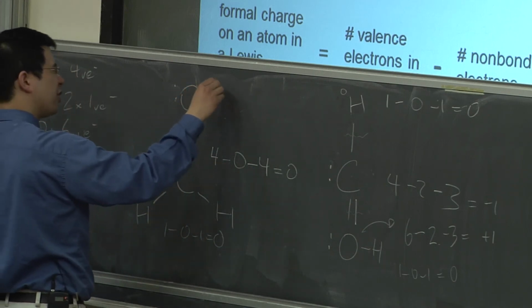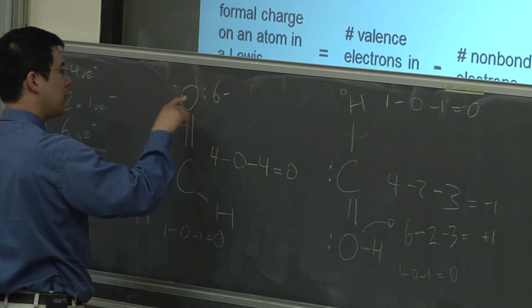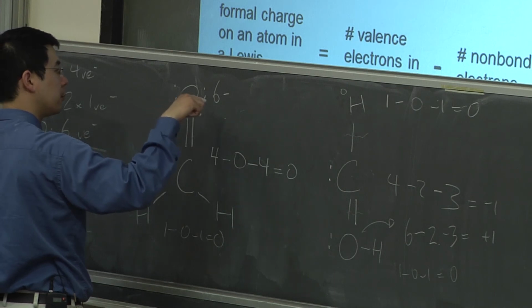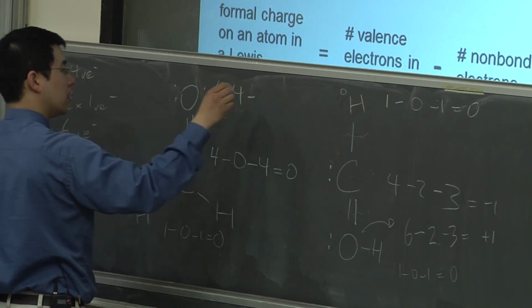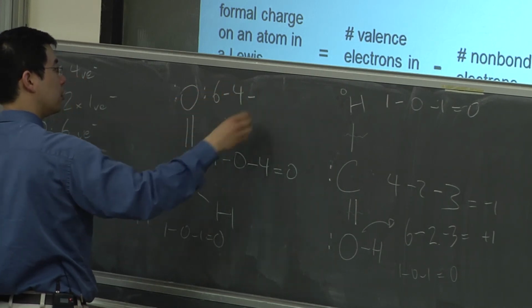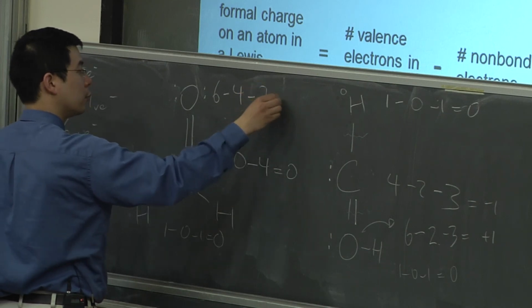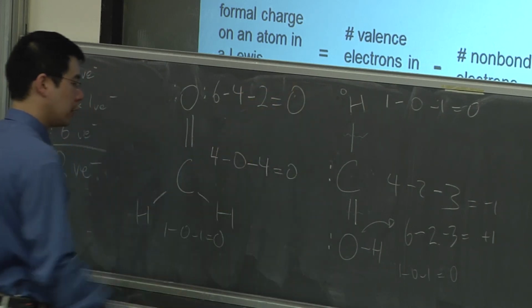Oxygen starts with 6. How many non-bonding electrons? 4. 6 minus 4 minus 2, right, equals 0.